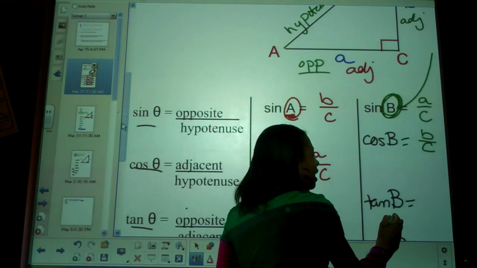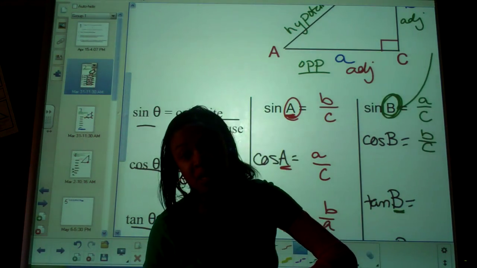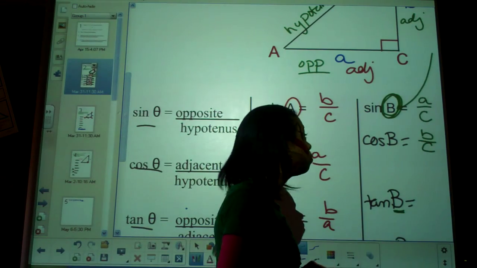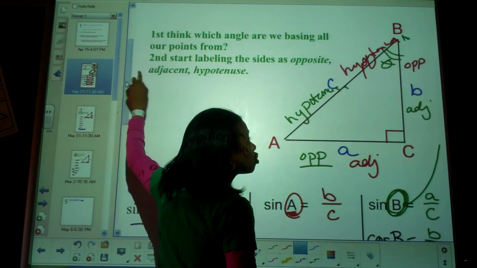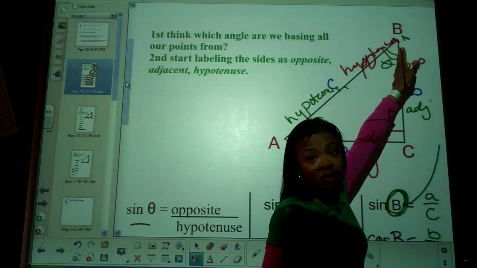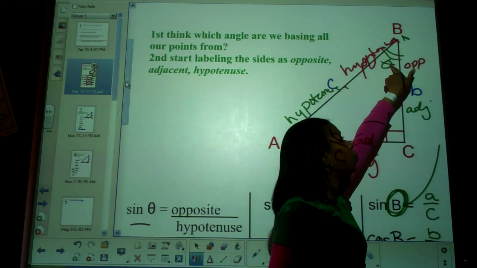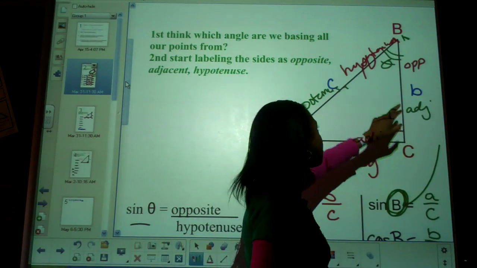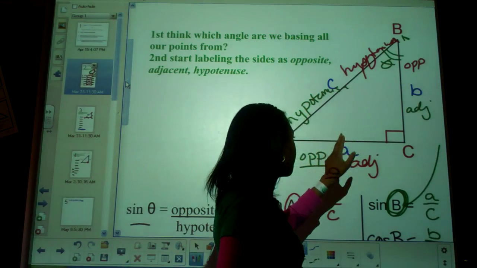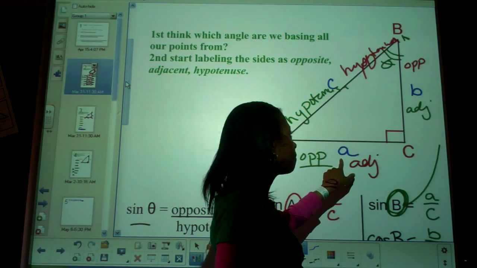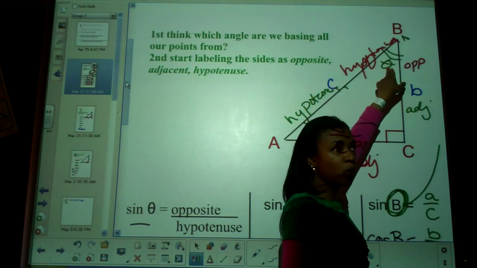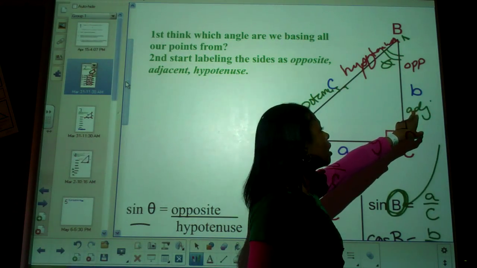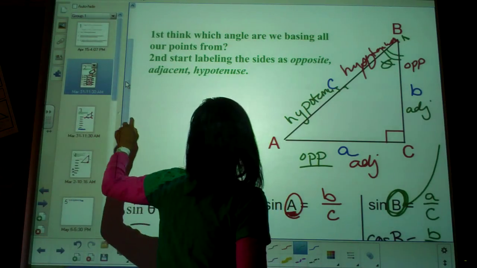But the minute I say tangent B, I want the opposite over the adjacent in reference to angle B, and you should have marked up your triangle so you know which side is opposite and which side is adjacent in reference to angle B. Well, which leg is opposite in reference to angle B is going to be A, and which leg is adjacent in reference to angle B is going to be side B. So it's going to be A over B.